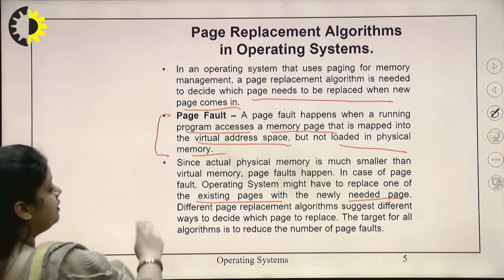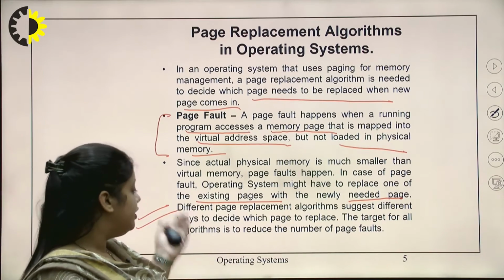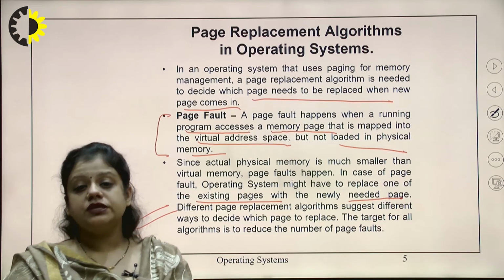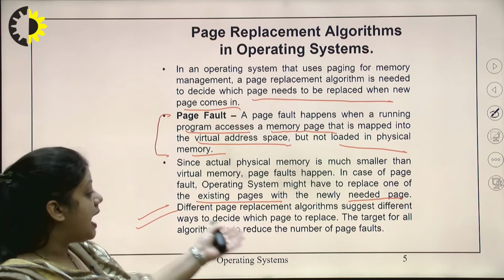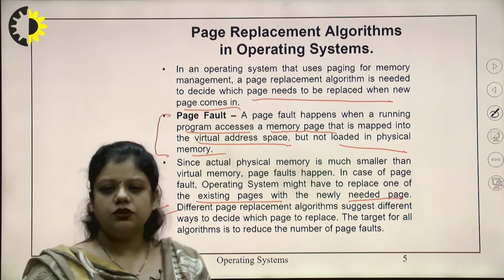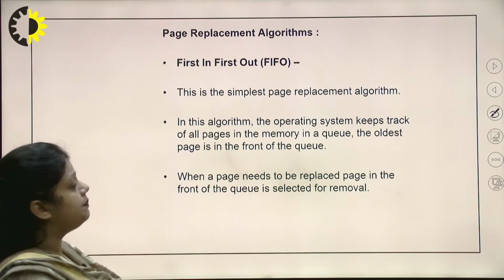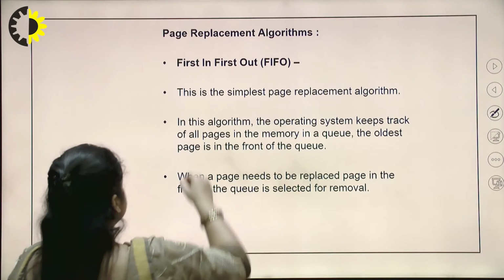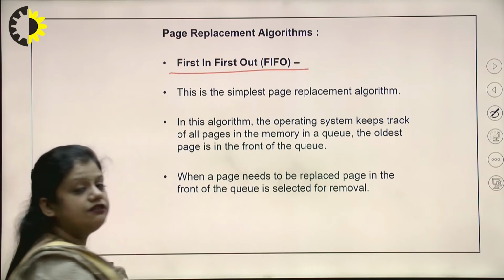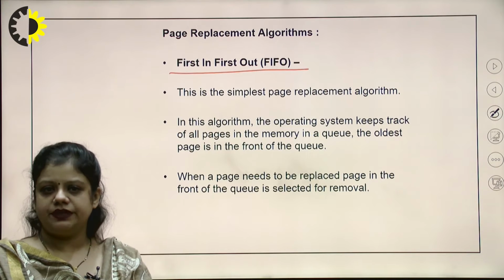There are different page replacement algorithms that suggest different ways to decide which page to replace, and the target for all the algorithms is to reduce the number of page faults, so that the page faults are as low as possible. The first page replacement algorithm is first in, first out. This is the simplest page replacement algorithm.